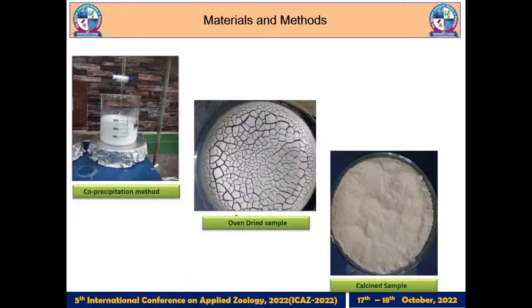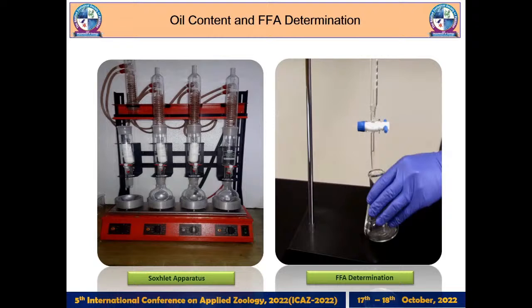Then materials and methods. The titanium oxide catalyst was produced by the co-precipitation method. The sample was oven dried and then calcined in a muffle furnace at 500 degrees Celsius for 3 hours. The oil content was determined using a Soxhlet apparatus, and then the FFA content was also determined in the neem seed oil.